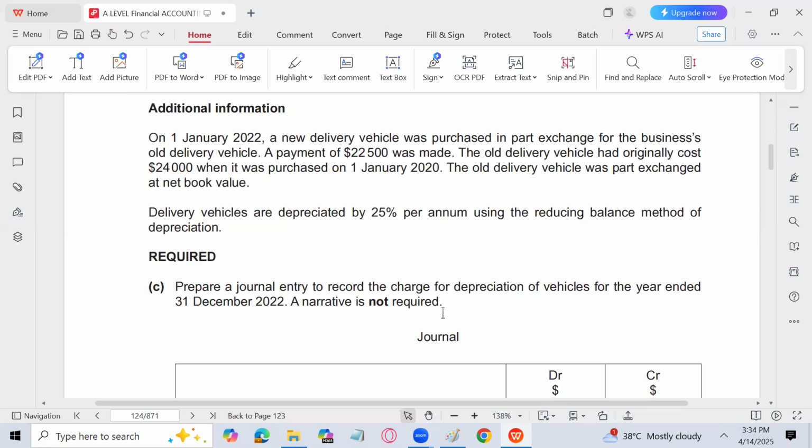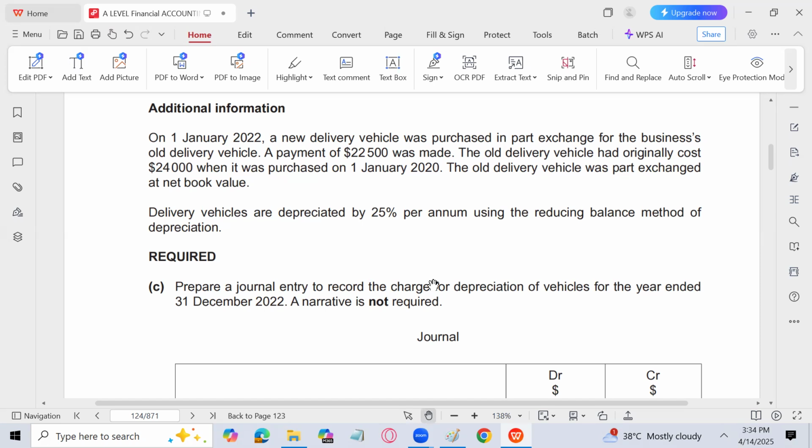So basically, the examiner asks you to record the charge for the year. Charge for the year means the profit and loss statement figure, the income statement figure, right? But I will do all the workings so that you are able to understand what part exchange is. Part exchange means that one of the vehicles has been given in part exchange against the price of the new vehicle, and we are purchasing a new vehicle, but we have been given a concession in the price of the new vehicle because of the trade-in of the old vehicle.